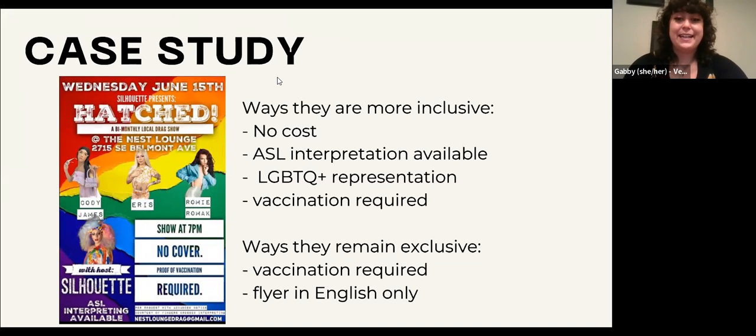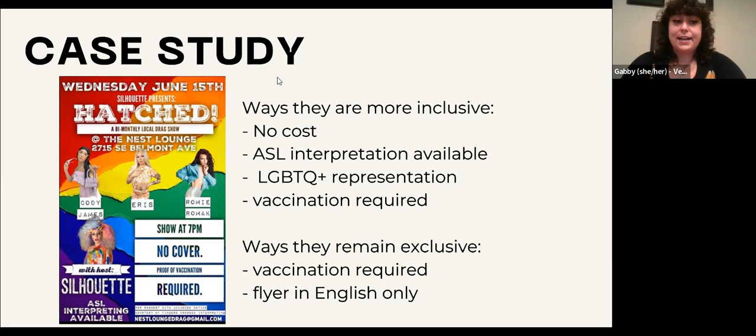Again, similarly, ASL interpretation is available. So they use Fingers Crossed Interpreting, which is a resource I'll share later. But ASL interpreting is one of the staples actually here in Portland for the drag community. I often see a lot of performances in tandem with ASL interpreters. So shout out to that community for prioritizing hard of hearing and deaf folks as well.